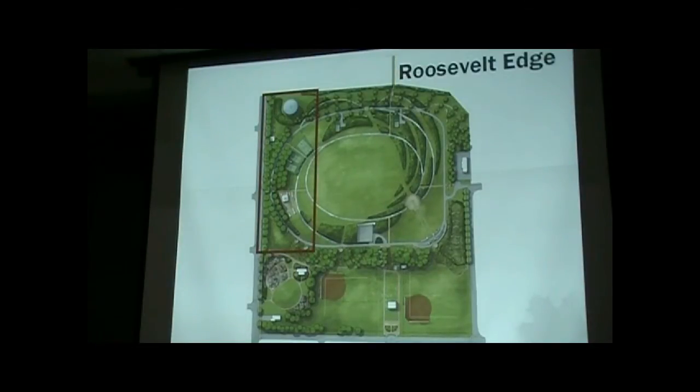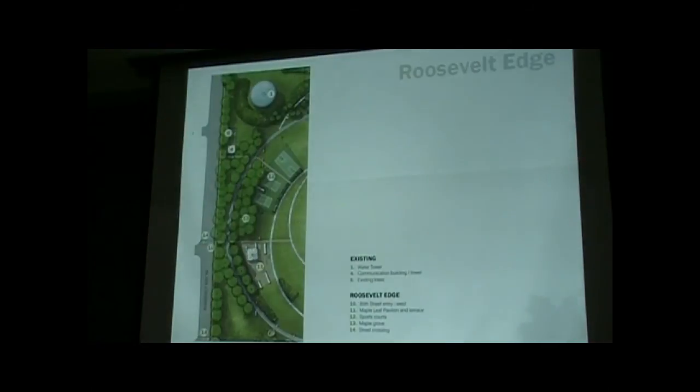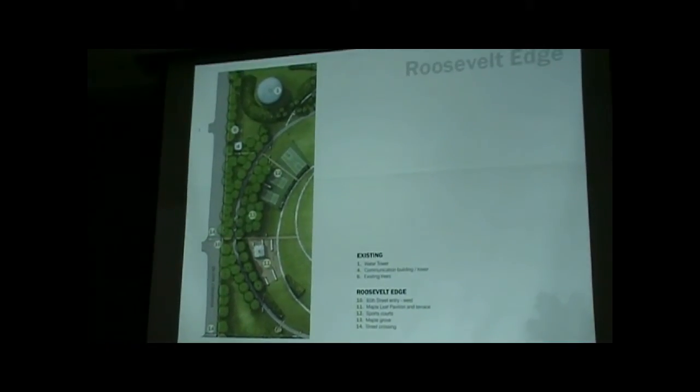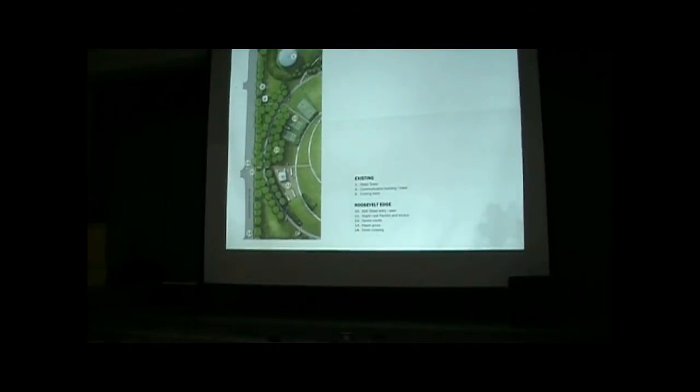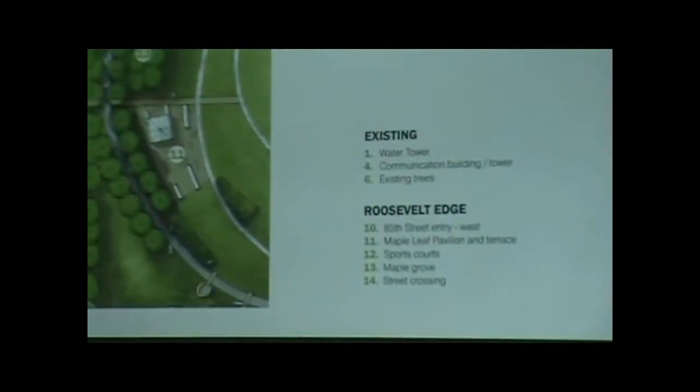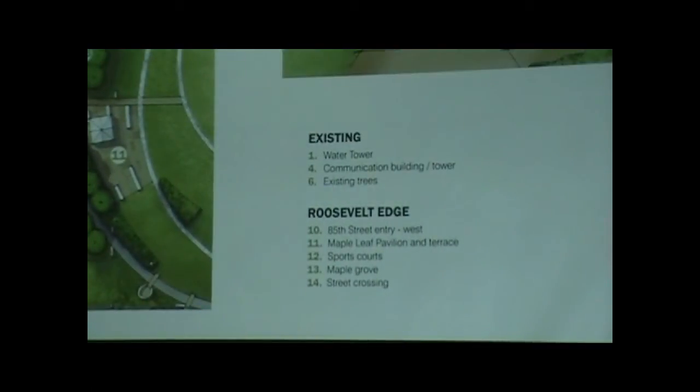So on the Roosevelt Edge, which we sort of define as this area, the busiest area, the most intense use. So what we have on this edge, of course, is the water tower, which anchors that northwest corner. And we have a couple of entry points shown off of Roosevelt. One at the north here, and one at the red arrow.